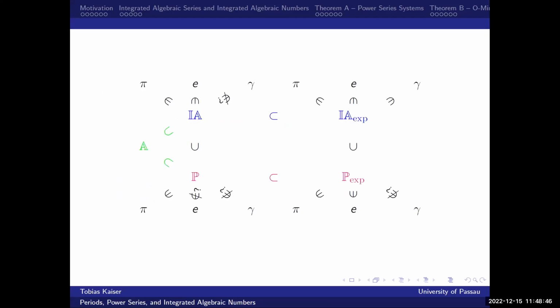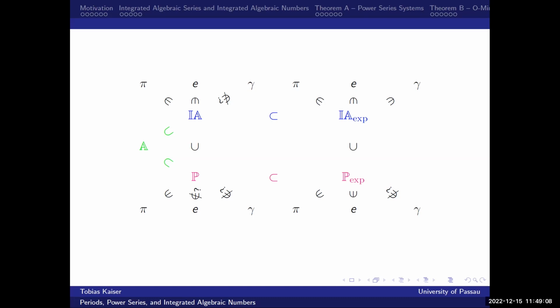And here is the very colorful picture at the end. It's a little bit in the direction of Christmas or Hanukkah. So here we start. This is the classical path. We start with the algebraic numbers.